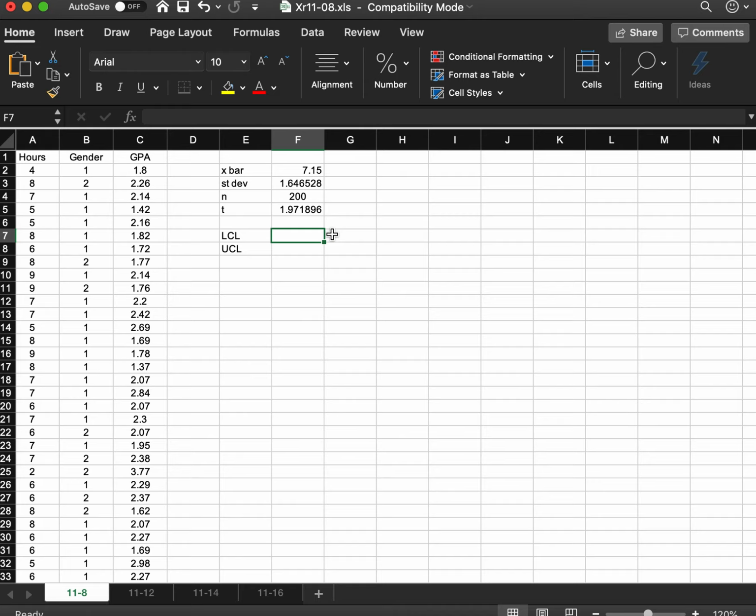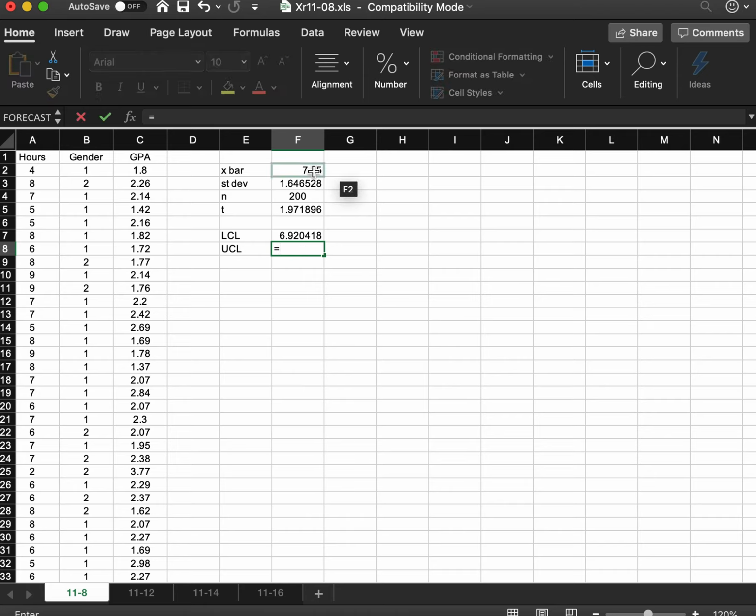Now our lower confidence limit is the lower bound, upper confidence limit is the upper bound. So for the lower confidence limit, we've done this in previous labs, it's going to be your X bar subtracted, because it's the lower bound, so it's going to be the left hand side of the test. And it's going to be your critical value multiplied by your standard deviation divided by the square root of your n. Make sure you put your parentheses, and you get something like 6.92. So that's your lower bound.